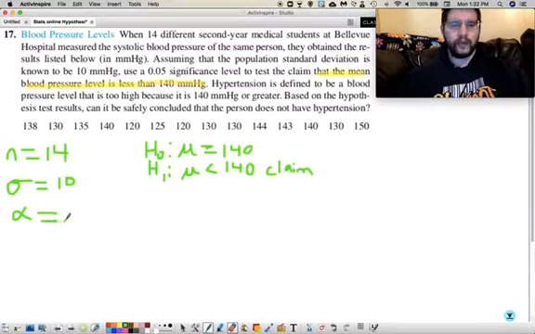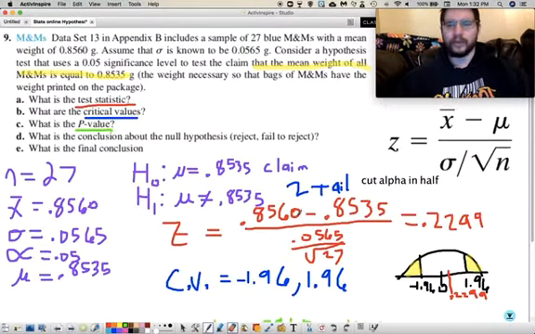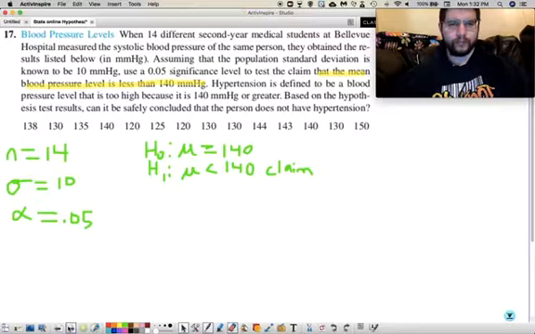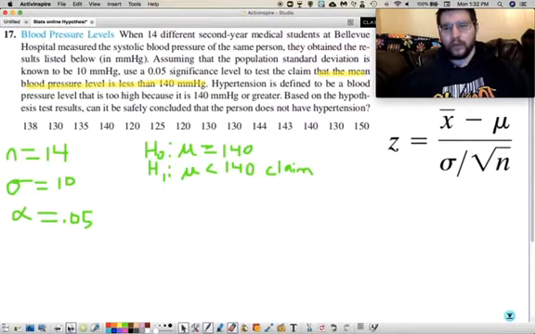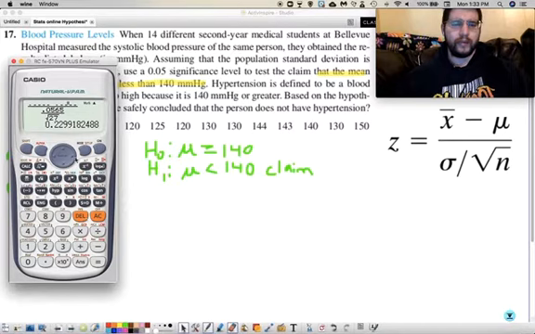Alpha is 0.05, so I'm just going to go ahead and grab this formula and, oh wait, what are we missing? We're missing x bar, aren't we? So we have a set of data, and we need to find the average. You should know how to do that. Add all the numbers, divide by how many there are. You can also type them in the list on either calculator, and it'll give you the average if you go to the proper settings, proper program.